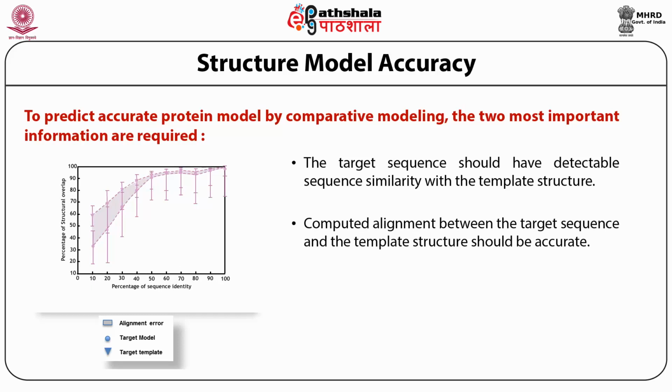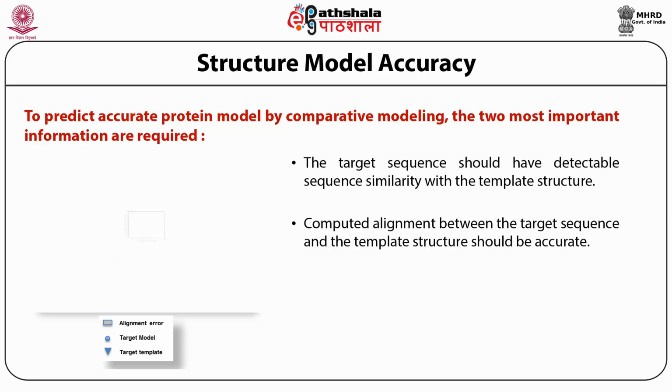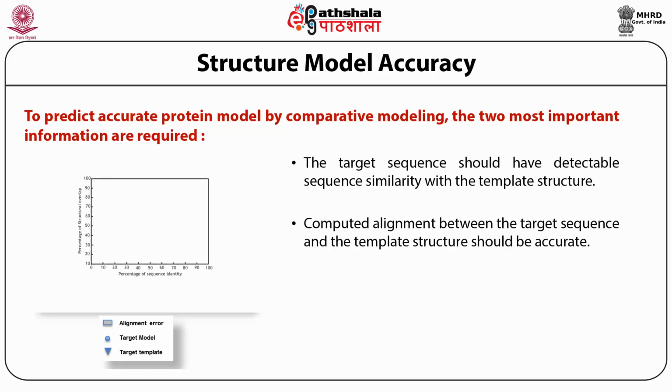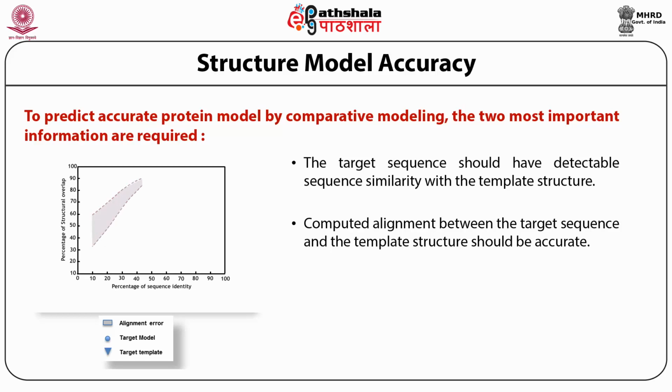On the left hand side you see a graph which tells you the percentage of sequence identity and the percentage of structure overlap. On the x-axis, you have the percentage of sequence identity. If you have 10% sequence identity, then the overlap between the predicted structure is very far. As the sequence identity keeps increasing, you will see that the error keeps decreasing. If you see a cutoff there, 50% is the cutoff where you see more overlap between the predicted structure and the sequence alignment.